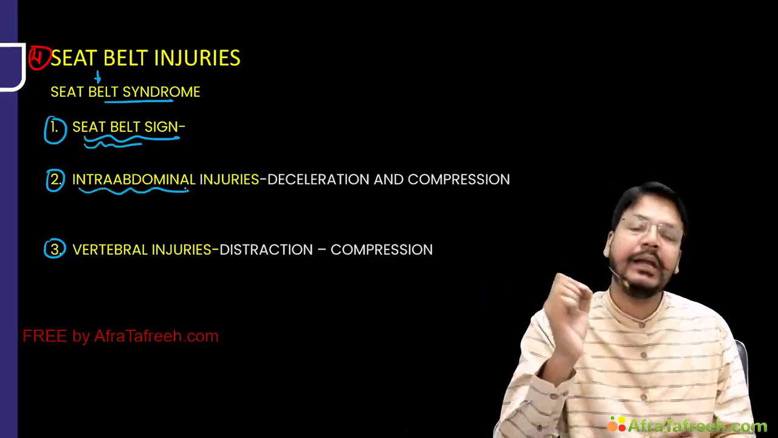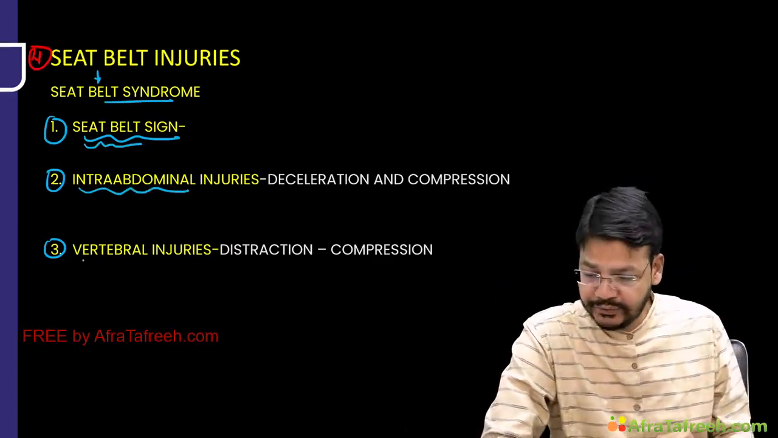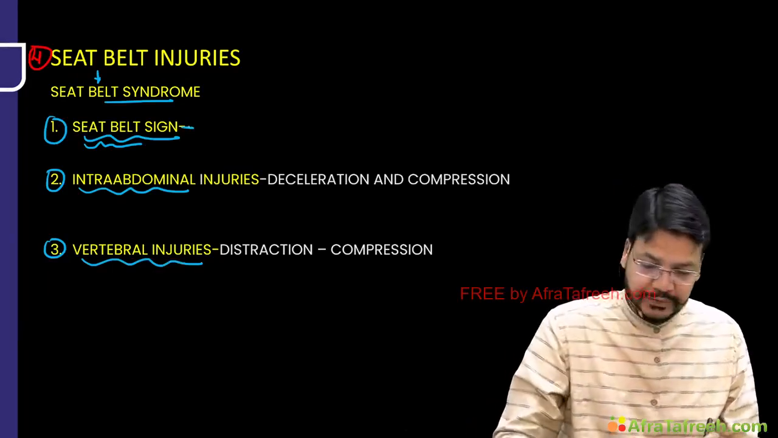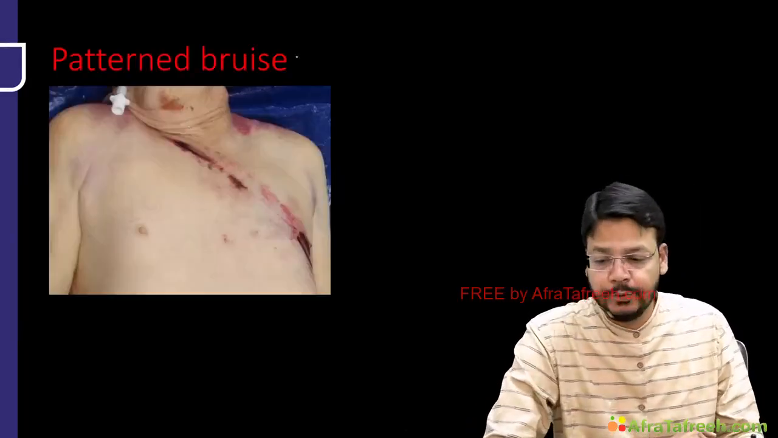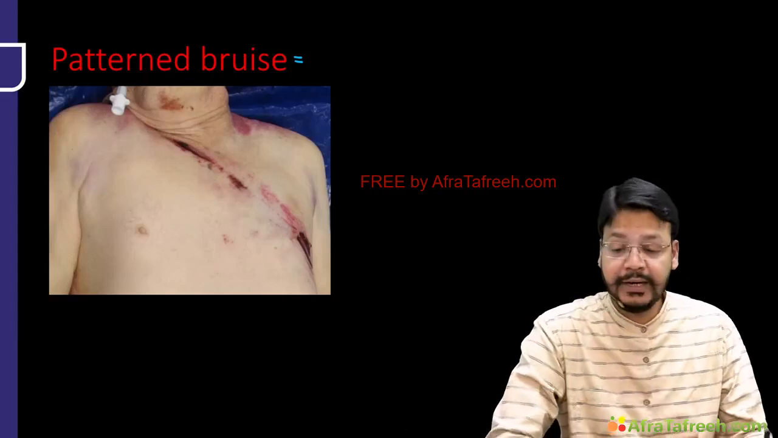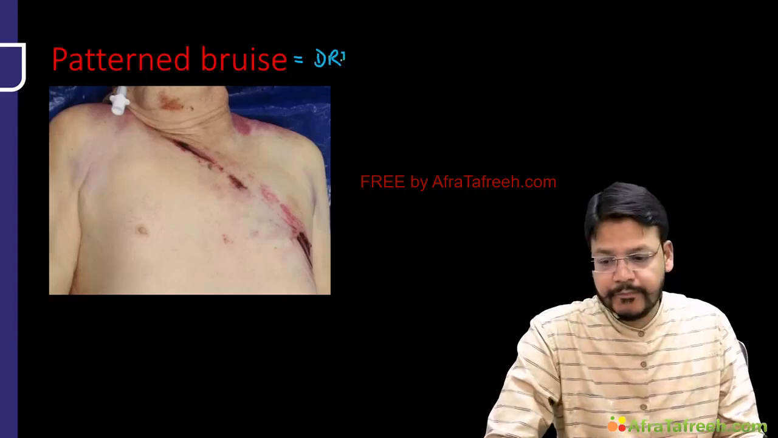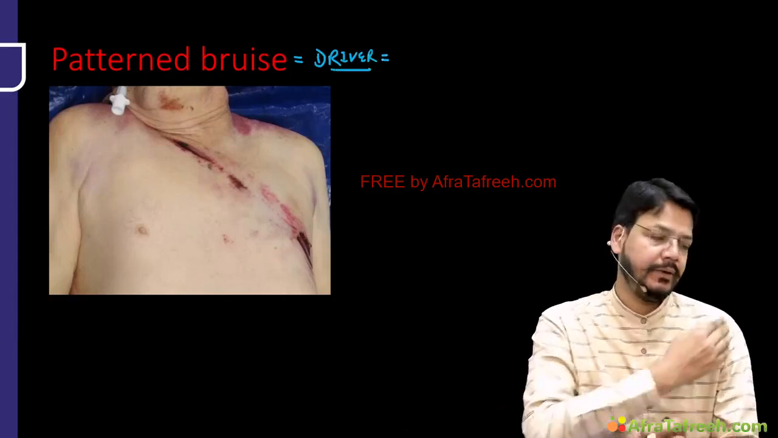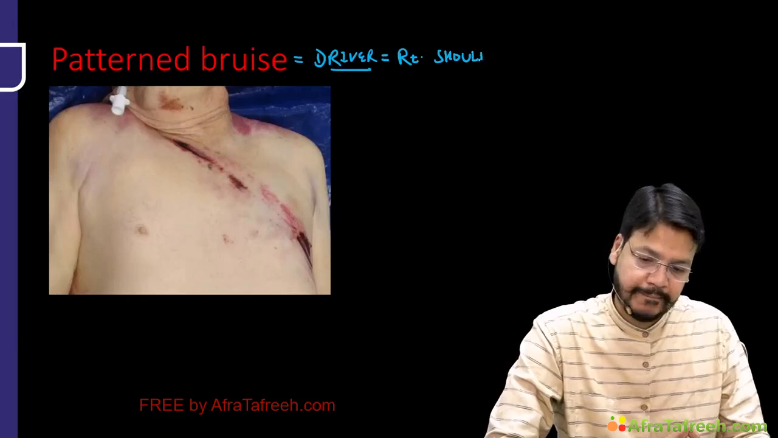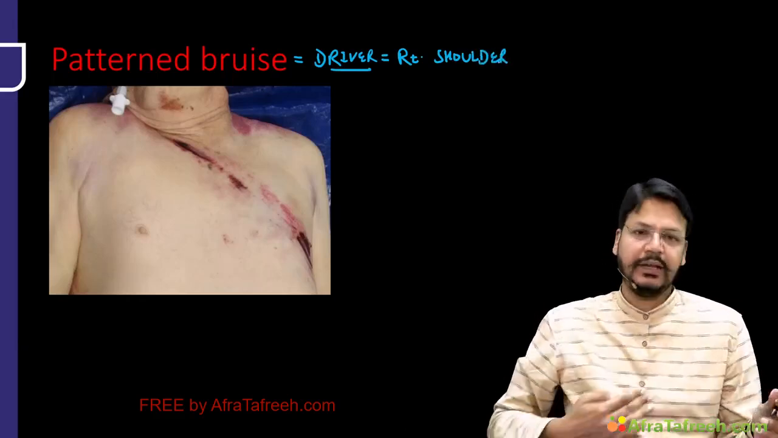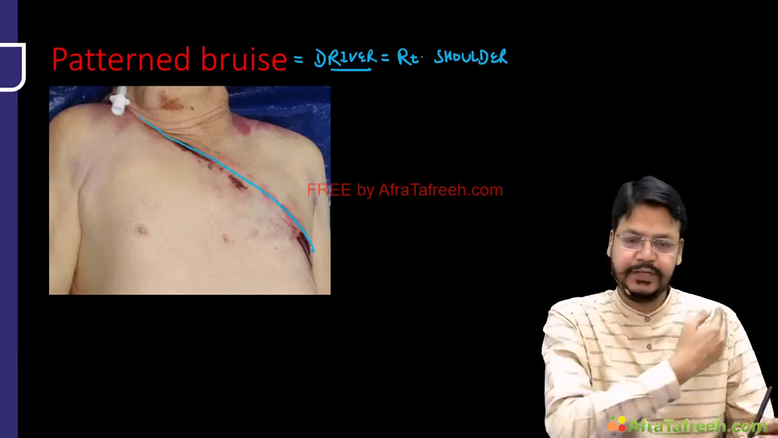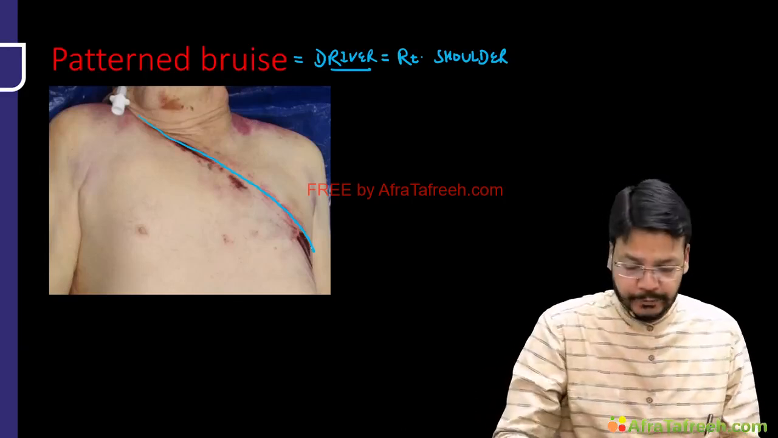number two, intra-abdominal traumatic injury, number three, vertebral injuries. What is seat belt sign? My dear friend, this is seat belt sign. Pattern bruise. And if I'm a driver, the most common site is the right shoulder. It starts from the right shoulder, then goes downwards to involve this. It is seat belt sign, a pattern bruise.